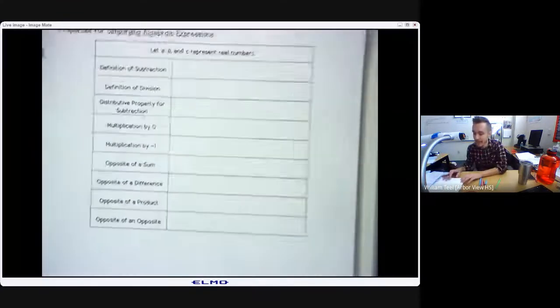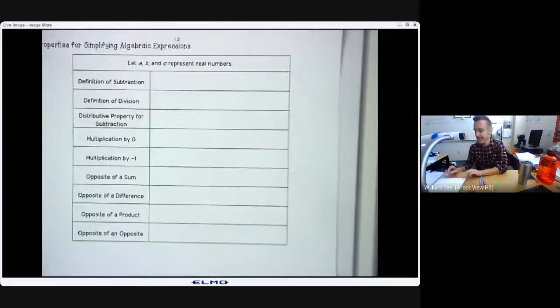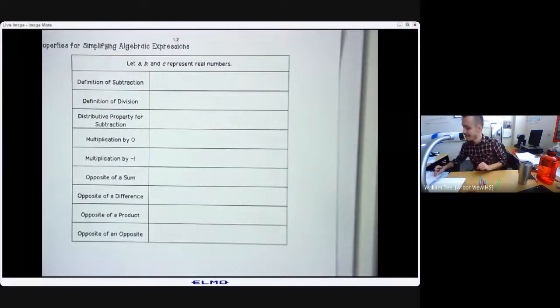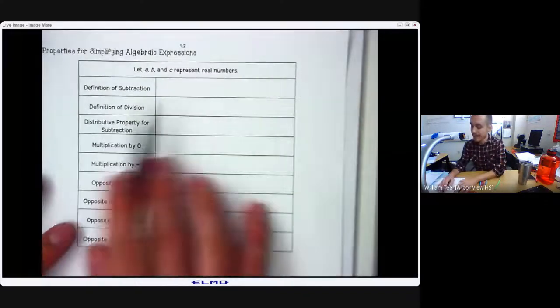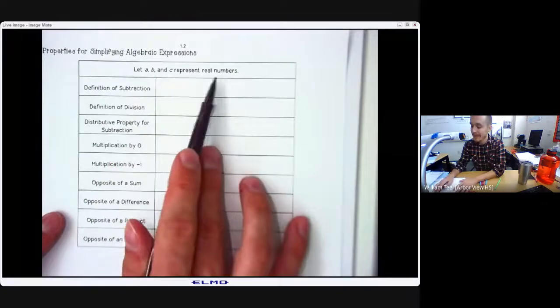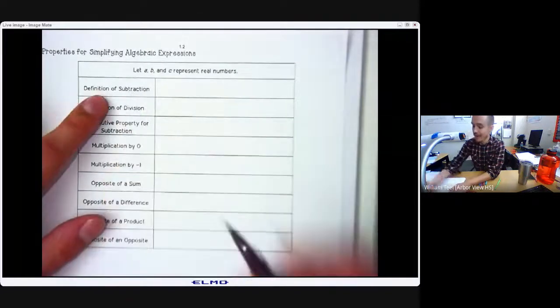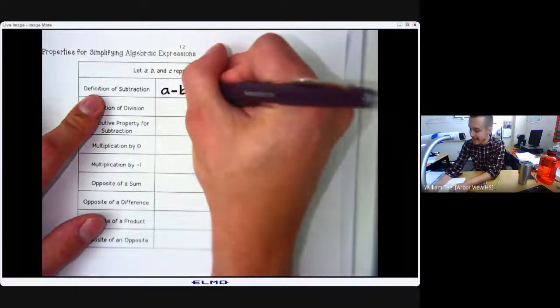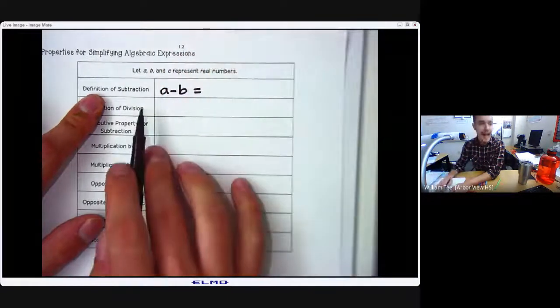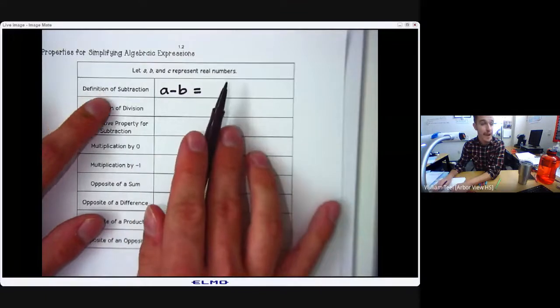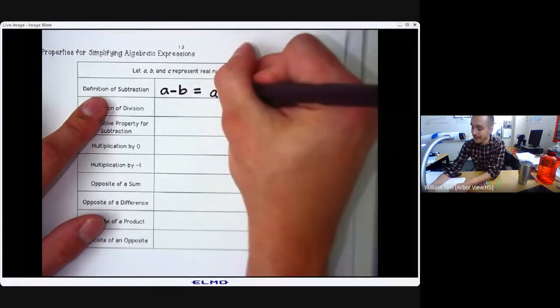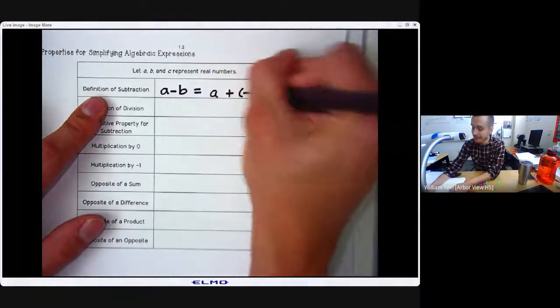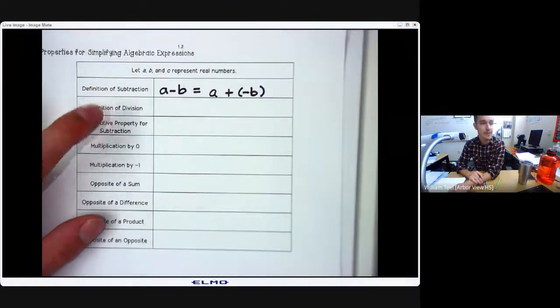All right, let's move on to the very last page. We're just going to go over some properties for simplifying algebraic expressions. So I want to talk about specific math definitions to you. So let's go through these very quickly. So some things we talked about today: let A, B, and C represent real numbers. The definition of subtraction, that is going to be A minus B is equal to, and here's how we actually mathematically represent subtraction, A plus negative B. Okay, that is the definition of subtraction.